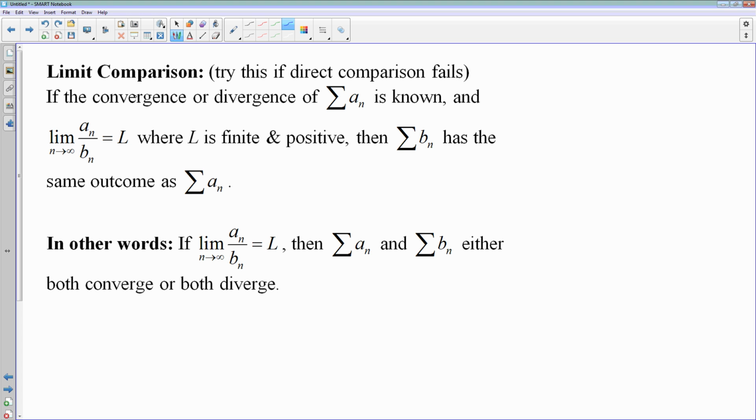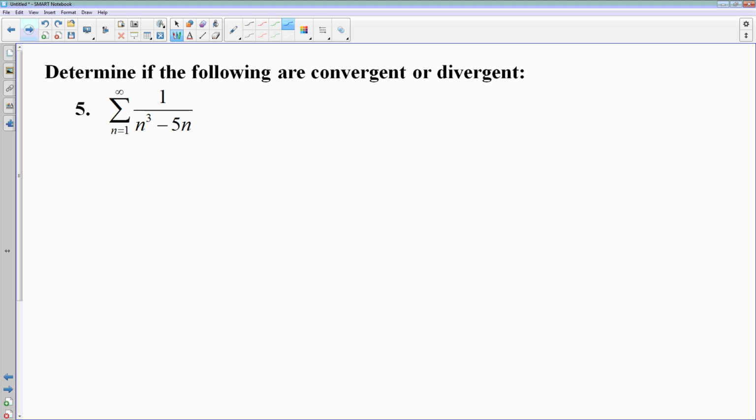And your basis of comparison, or normally your comparison functions are going to be either harmonic or P series. Every now and then you'll use a geometric series, but you want to compare to something that you can very quickly tell if it's convergent or divergent. So we'll use P series most of the time, every now and then a geometric series. Okay, so let's look at this one. We have 1 over n cubed minus 5n. For this one, even though there is an n right here, you're still going to take the powerful term on bottom, and I'm going to choose to compare this to 1 over n cubed. Now that's a P series. I know that converges.